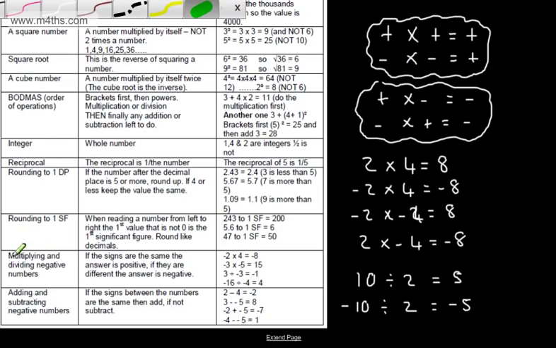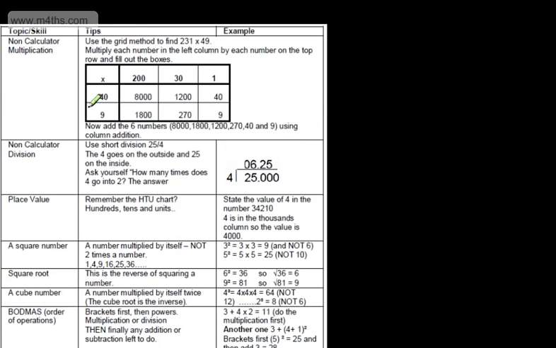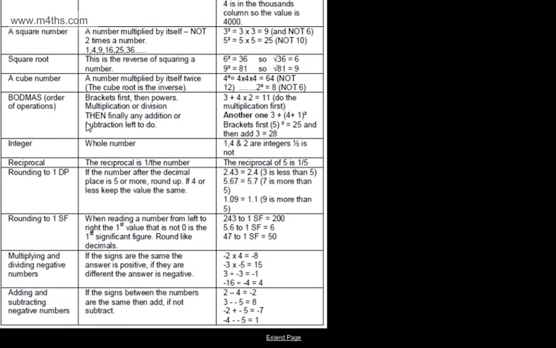So that one is sorted. So multiplying and dividing, if the signs are the same, it's positive. If they're different, it's negative. And just remember, if we don't have a sign here, we assume this to be positive and positive. Right, let's move on now to look at adding and subtracting negative numbers.